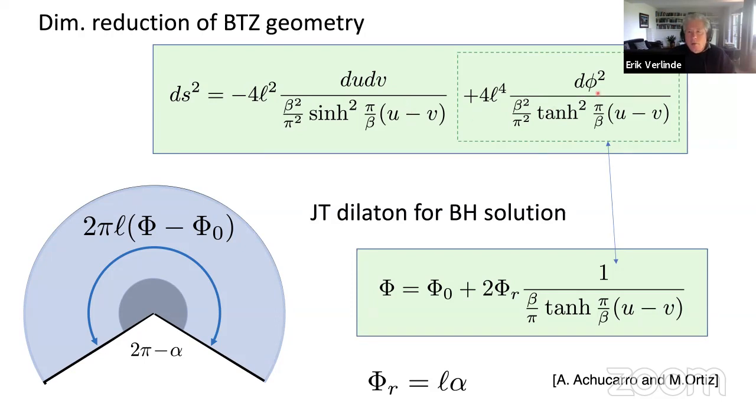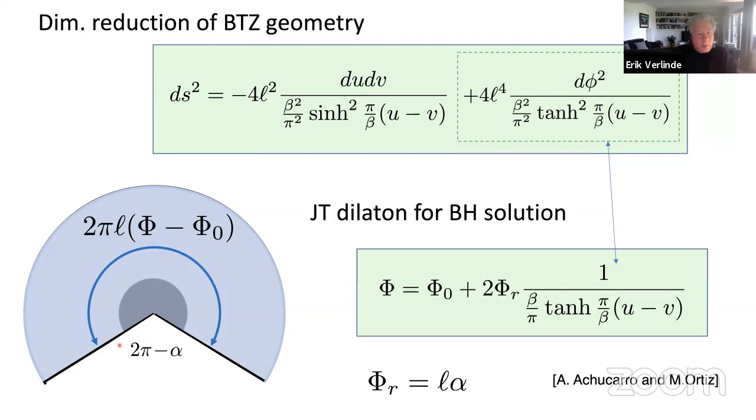There's the angle coordinate phi. And again, I split it into two parts, which is the part that also will be describing the geometry in JT gravity. And then this part translates into, again, the phi fields for the JT dilaton. And in the geometry, we see the tan squared appearing, which is also exactly the factor we find in the solution for phi.